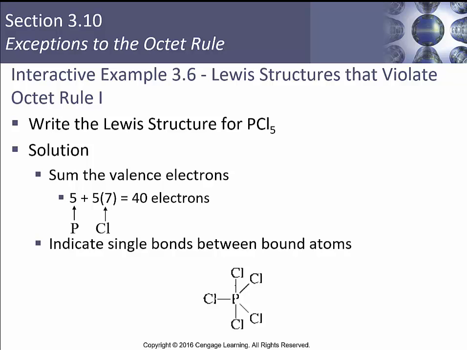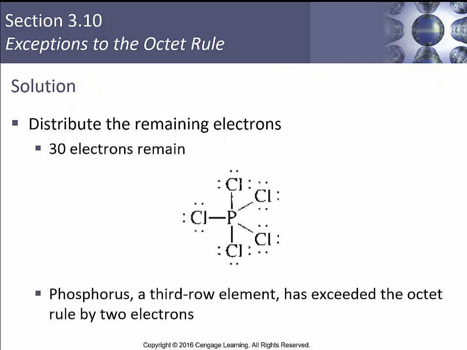Our octet rule is also going to be violated for phosphorus pentachloride. So we're going to add up all our valence electrons: 5 for the phosphorus, 5 times 7, 40 for the total thing. And then we're going to end up with phosphorus in the middle, surrounded by these chlorines. I've got 1, 2, 3, 4, 5. I've got 2, 4, 6, 8, 10 electrons around phosphorus. So you are violating and expanding the octet of the phosphorus. It's exceeded the octet rule by 2.